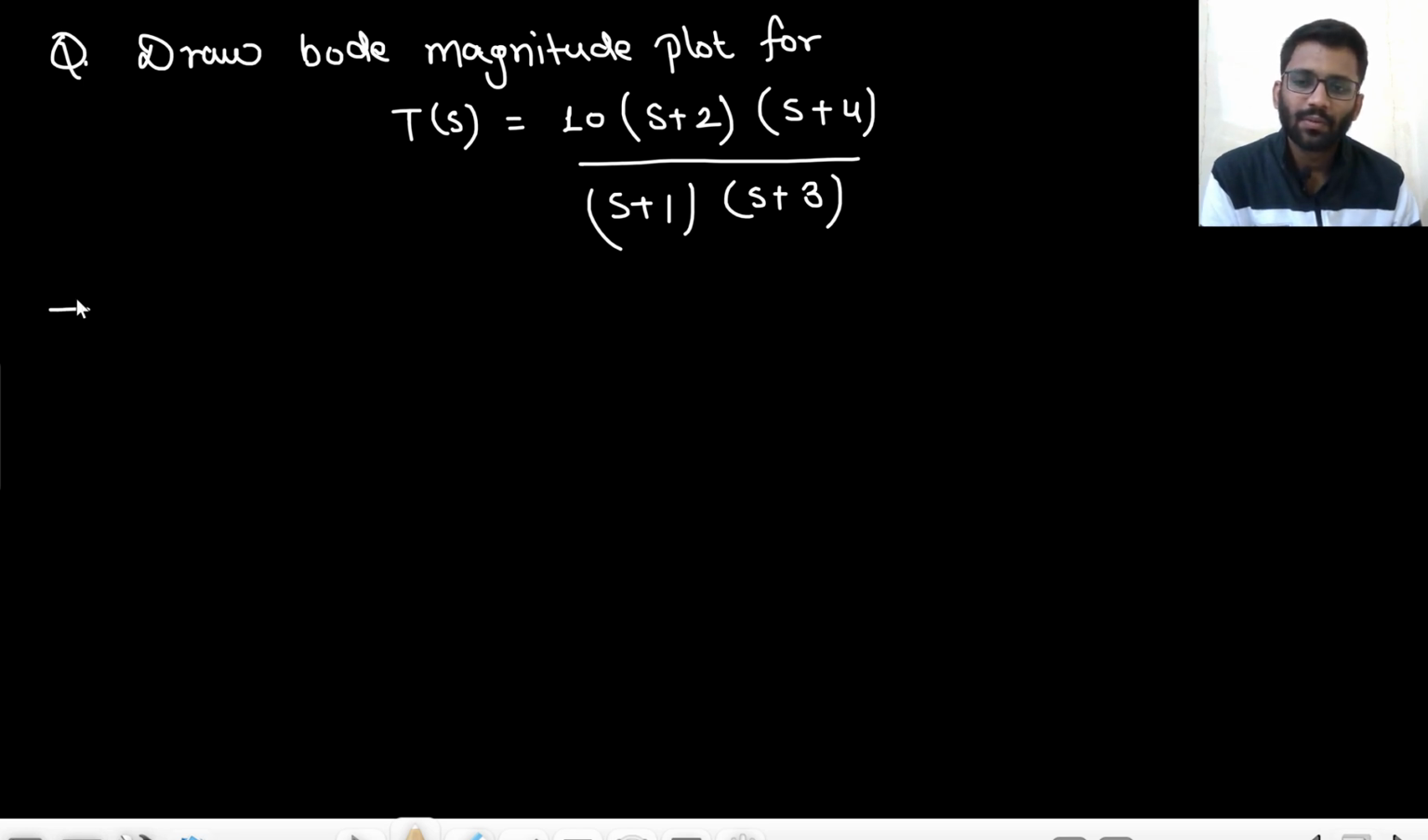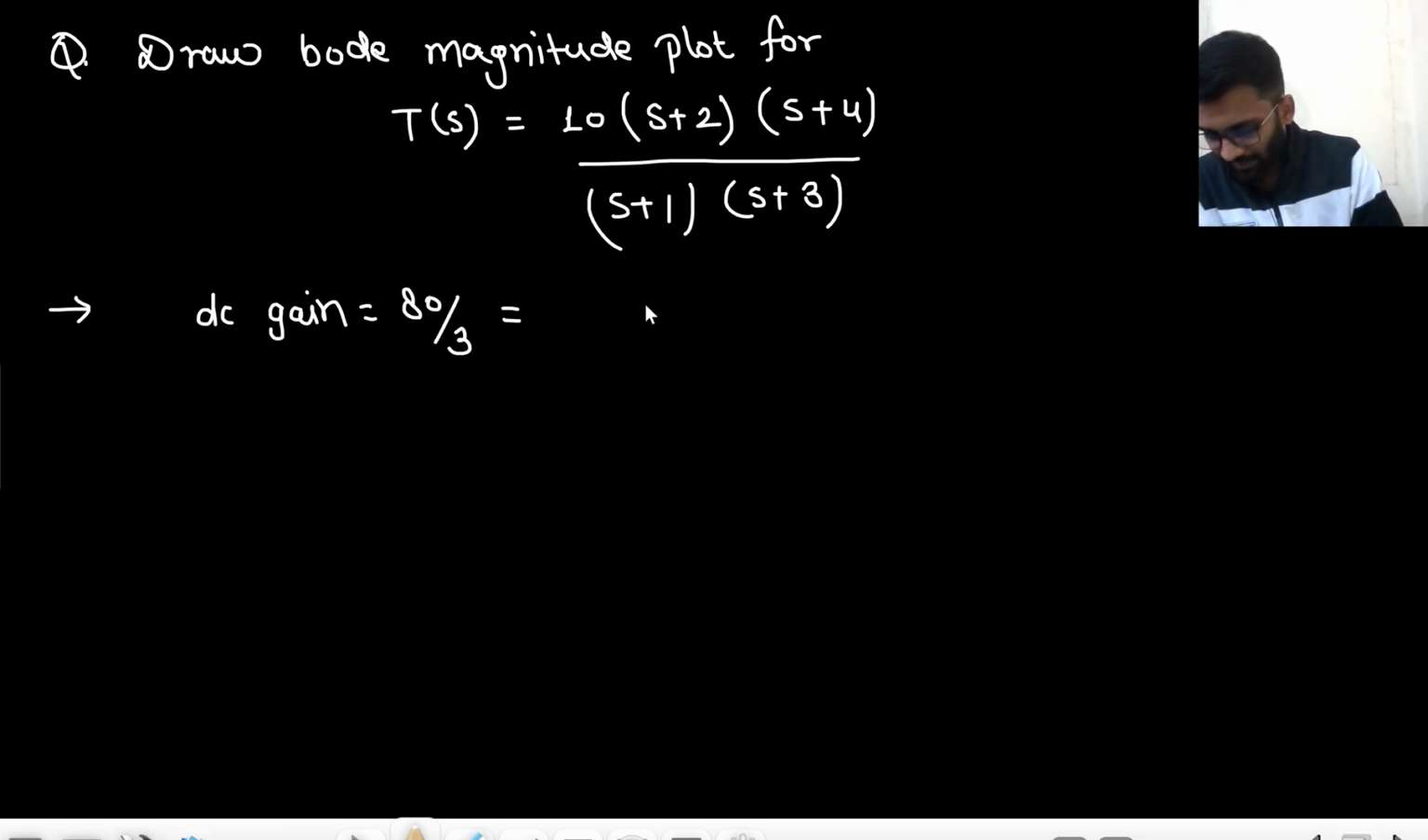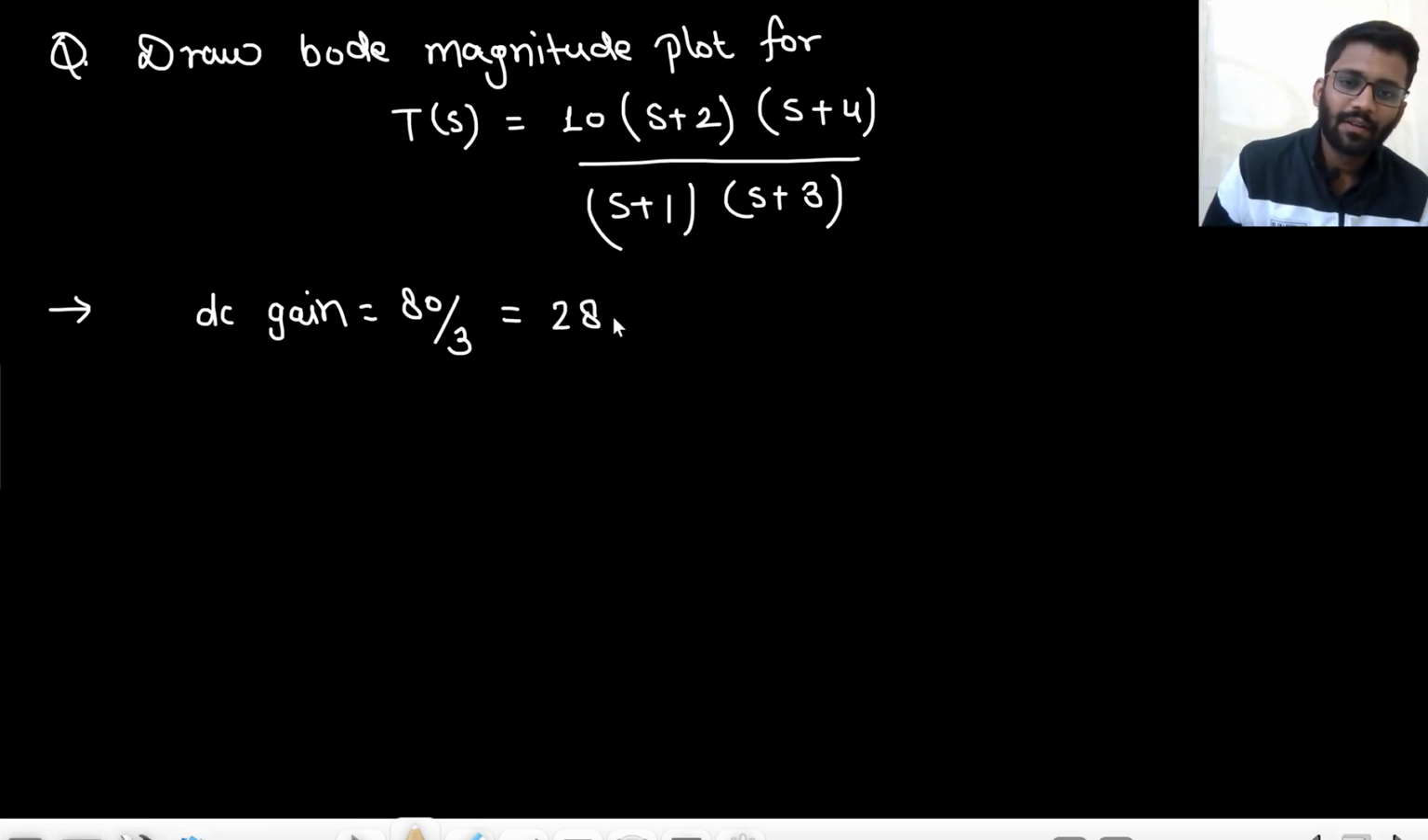So what we will do? First we will find the DC gain. What is my DC gain? My DC gain is 80 by 3. It will be something in dB, or I can find it as well. 20 log of 80 by 3. It will be 28.5 dB.